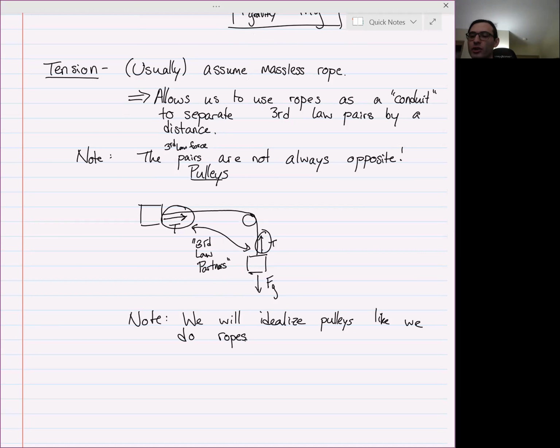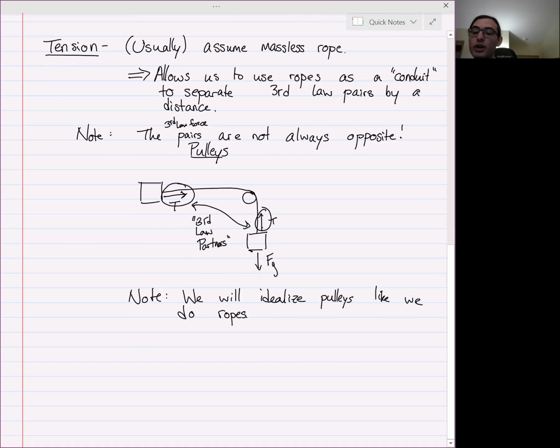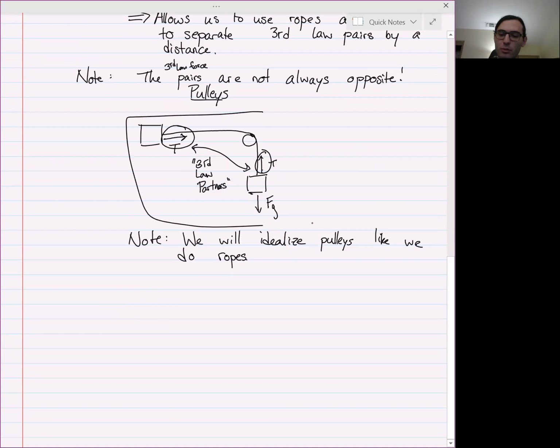The proper way to handle these kinds of things, by the way, is by considering the rope as a separate object. So T and FG are not third law force pairs because they're acting on the same body. Remember the third law force pair between... okay, so I'll actually go into more detail here to explain this. So let's look at this example in more detail.